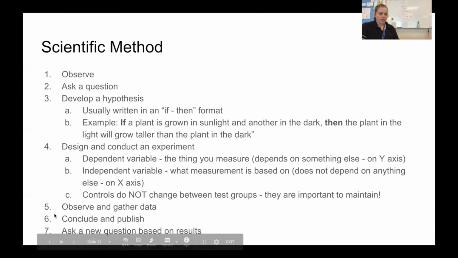During your experiment, you observe, you gather data, and then you would make some sort of conclusion and then communicate your results. In the scientific world, this is done through publications in scientific papers that are then tested by other people. Once you have all this done, you can ask another question, and the scientific method just kind of continues to go from there. So you're always growing the amount of information that you have.